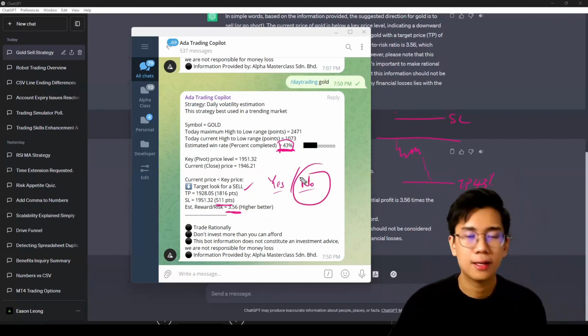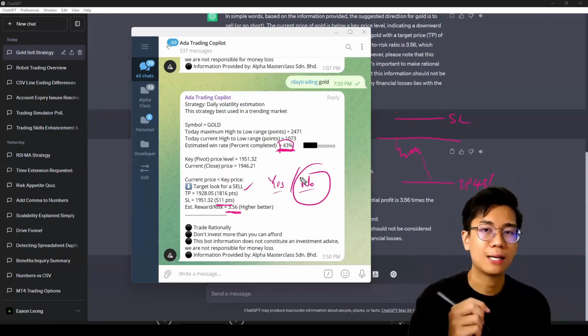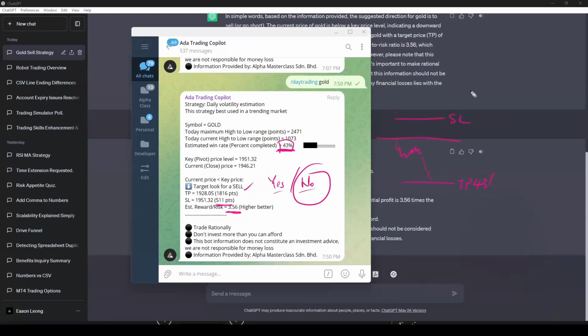So let's put it into a simple SOP. Yesterday we mentioned the right time to do trading: 7 to 8 a.m., 3 p.m., and then 8 to 11 p.m. Right now we are at about 8 p.m. At about 8 p.m., the win rate needs to be at least 50%, and at the same time the risk reward must be larger than 1.0. Of course this one is met already, the higher the merrier. And the stop loss needs to be at least 10% of today's maximum high and low range.